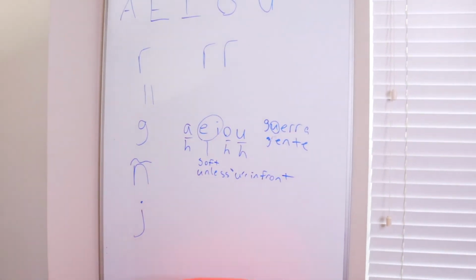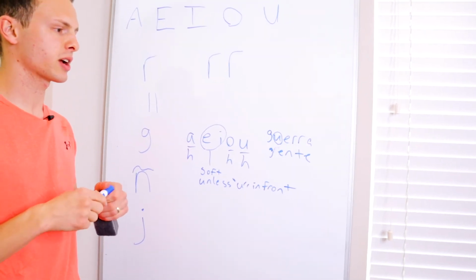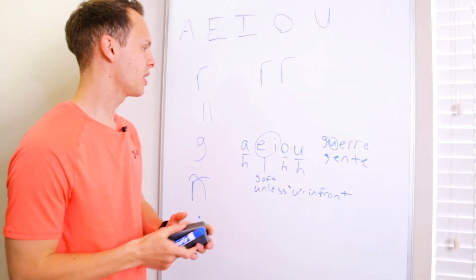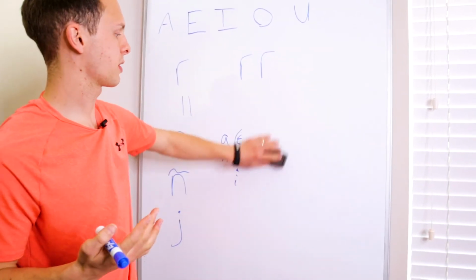But ga, go, gu, A, O, U, are always going to be pronounced ga, go, gu, no matter what. You can think of it that way. And luckily, there's only 2 sounds you really have to know for that.